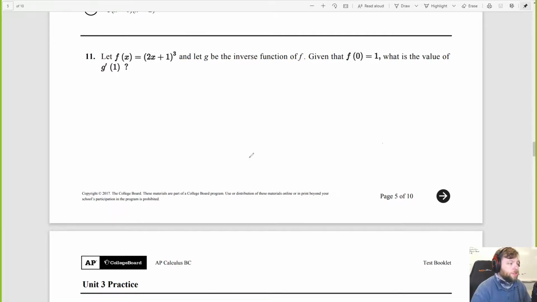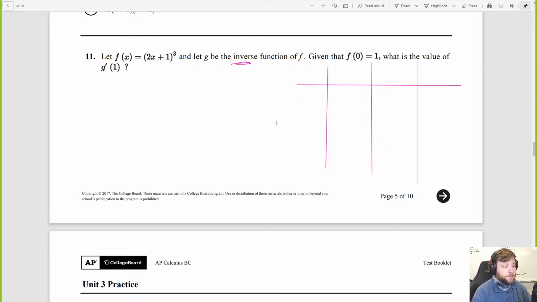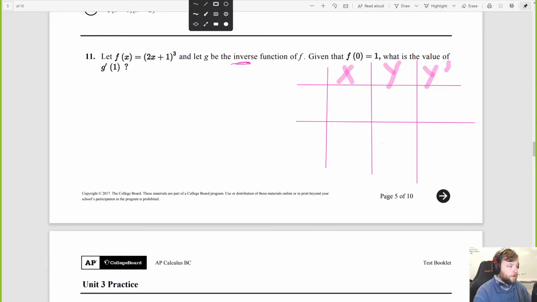11, inverse functions. How do I know? I see that keyword inverse. Whenever you see that kind of thing, boom, I'm making my box. I just start drawing it right away. I see that inverse, stop reading right there, and make my box first. X, Y, I prime, and my functions f and g. I want to find g prime of 1. That's down there. The f is here.